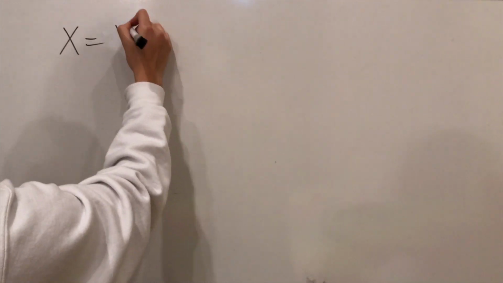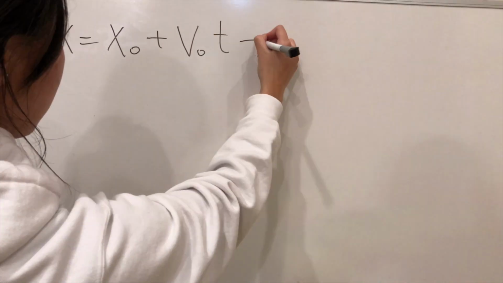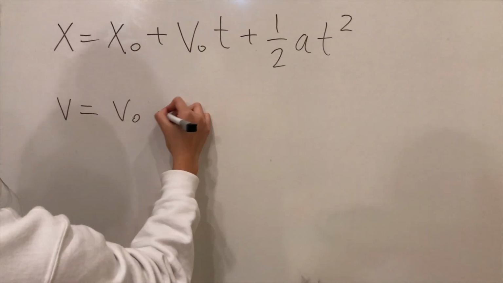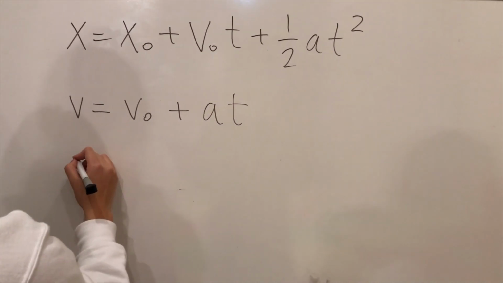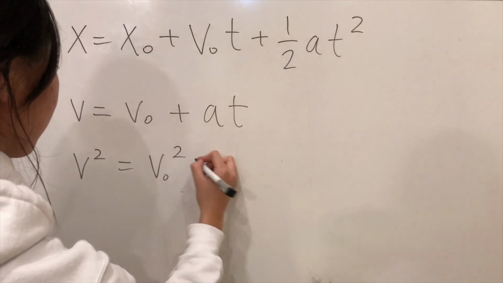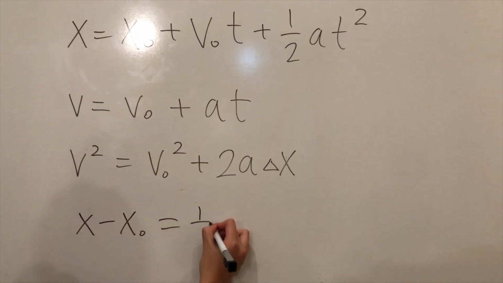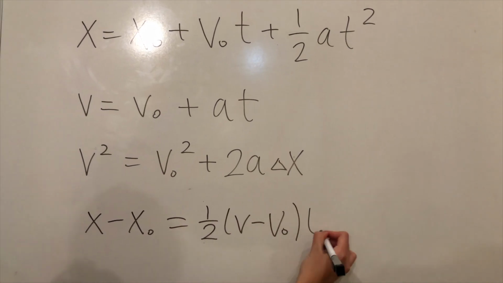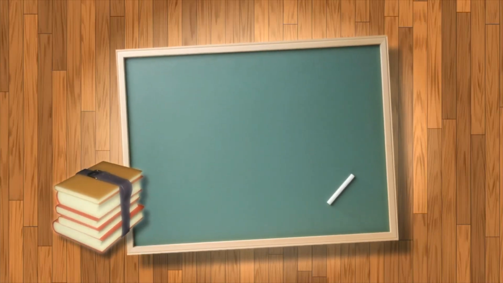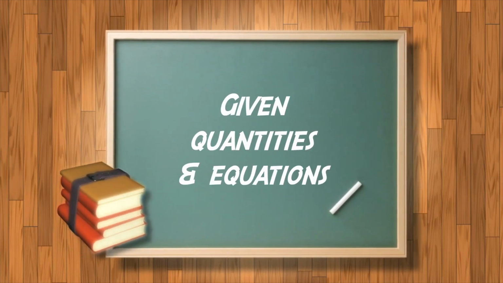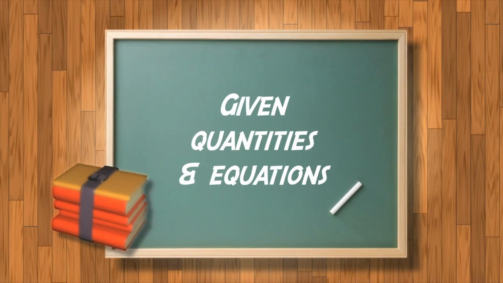We often solve problems using the four kinematic equations. x minus x naught equals v naught t plus 1/2 a t squared, v equals v naught plus a t, v squared equals v naught squared plus 2a delta x, and change in x equals 1/2 (v naught plus v) times t. Choose between equations based on your given and unknown variables. Make sure to list all your given quantities and the equations you will be using.